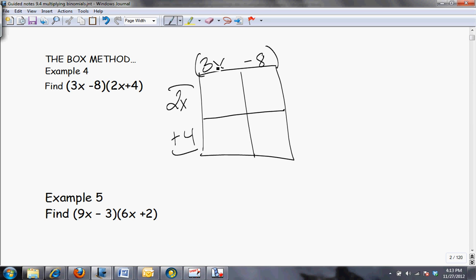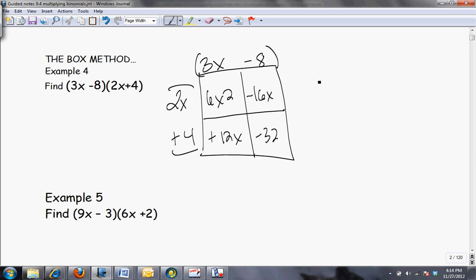All right, so we would multiply these in columns. So the 3x and the 2x would be the top left corner. So this would be 6x squared. And the negative 8 times the 2x, that's where they would meet, would be negative 16x. And then the 3x and the 4 would meet here. We'd have plus 12x. And then minus 8 times 4 would be negative 32.